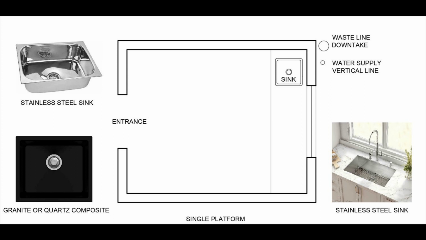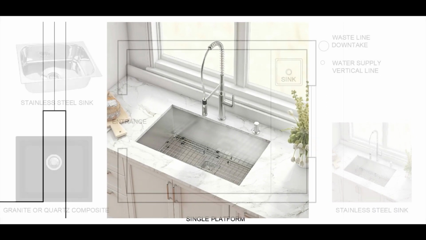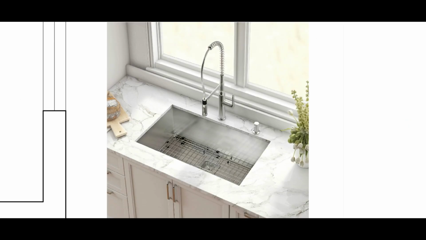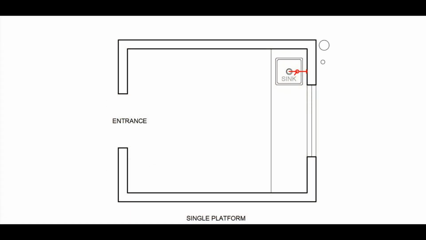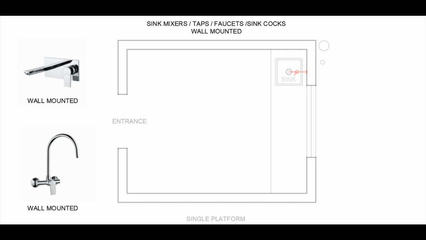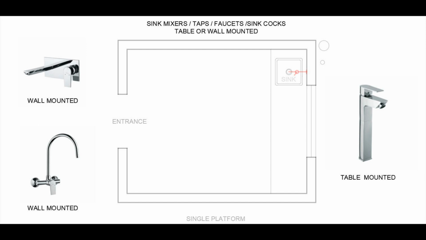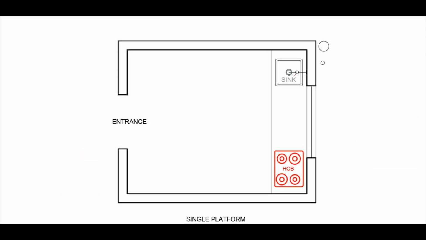The sink looks more beautiful and it's easier to clean the platform if the sink is fitted such that the rim is hidden below the platform top. The position of the tap for the sink will be such that its center is in line with the center of the sink. And the faucets can be either wall mounted or they can be table mounted. You also need to decide whether you just want a cold water tap or you want a mixer for hot and cold.